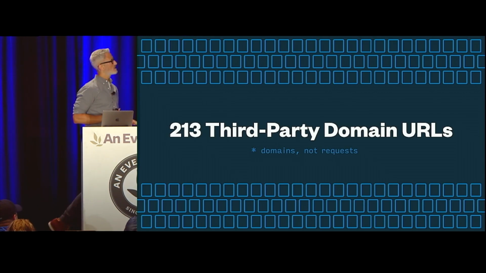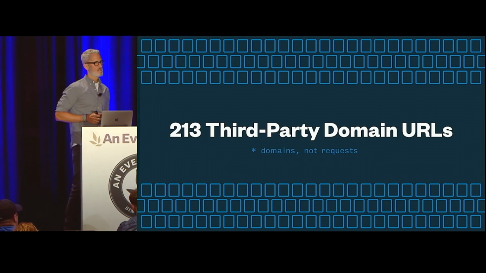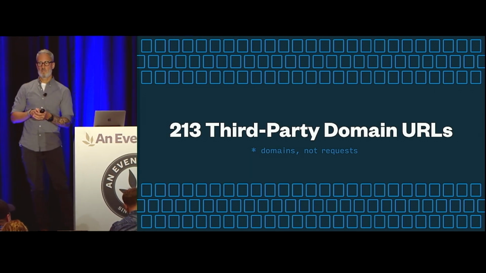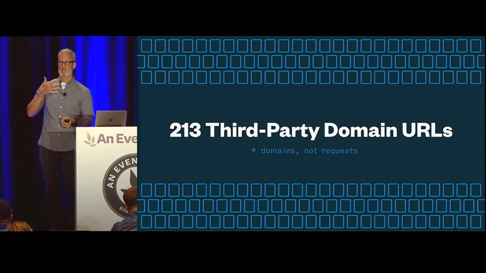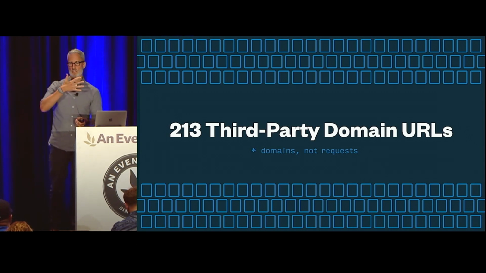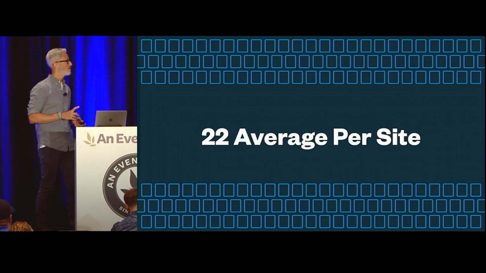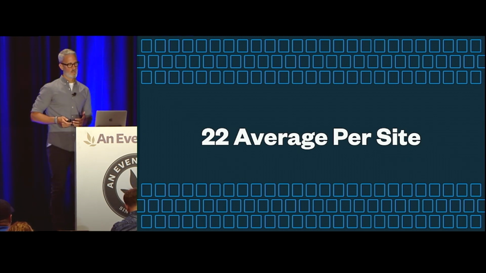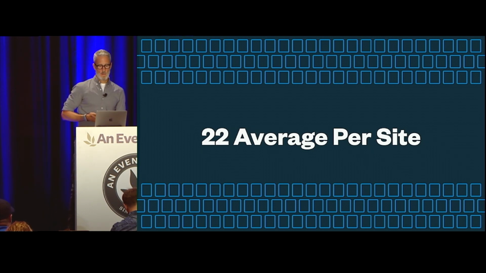So that's a couple summary points. There were 213 third-party domain URLs among the top 46 sites. You have 46 sites, and you have stuff coming to those 46 sites from 213 different places. And I'm not saying that that's requests. That's just unique places, so there could be multiple requests from the same URL. And there were 22 average per site, which may seem like a lot or it may seem like a little. To me, it definitely sounded like a lot and more than we probably need.